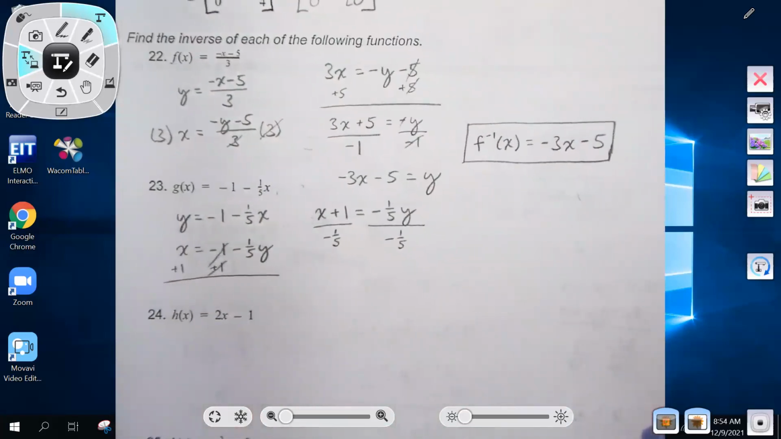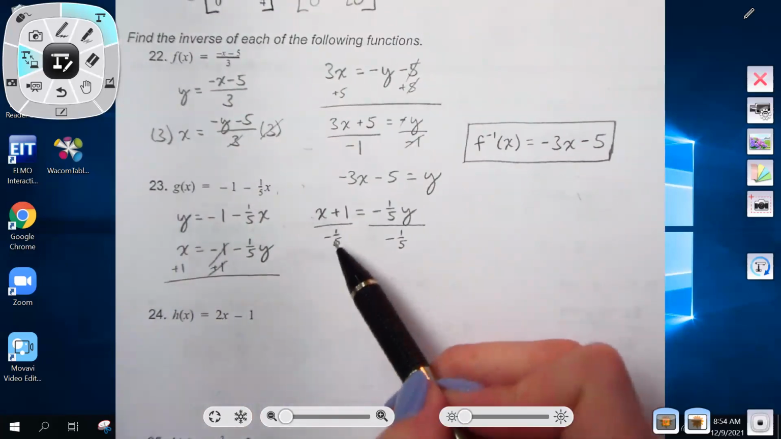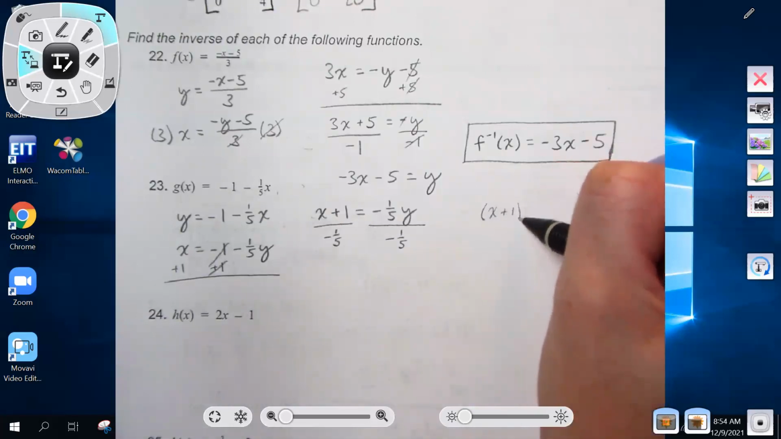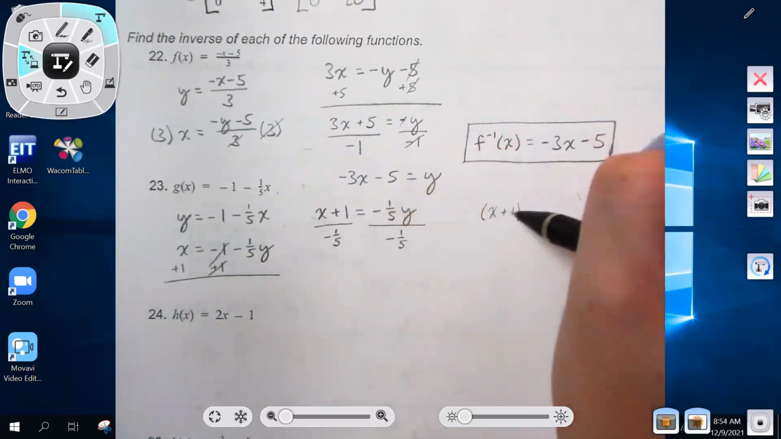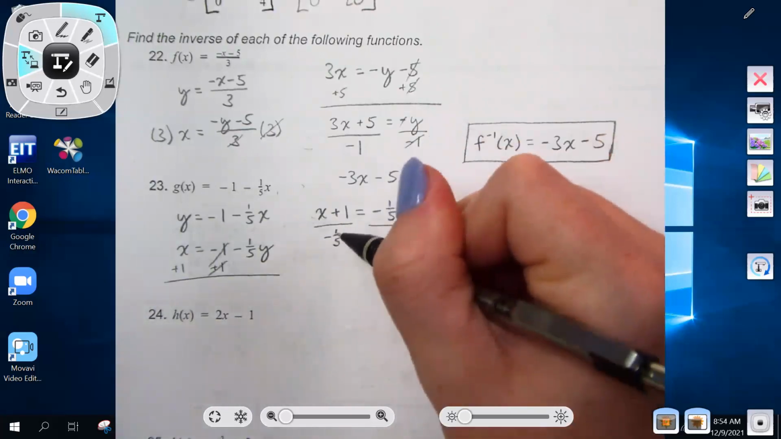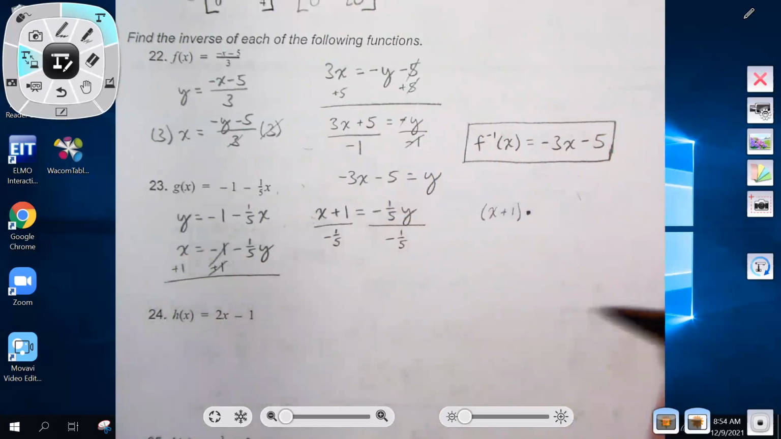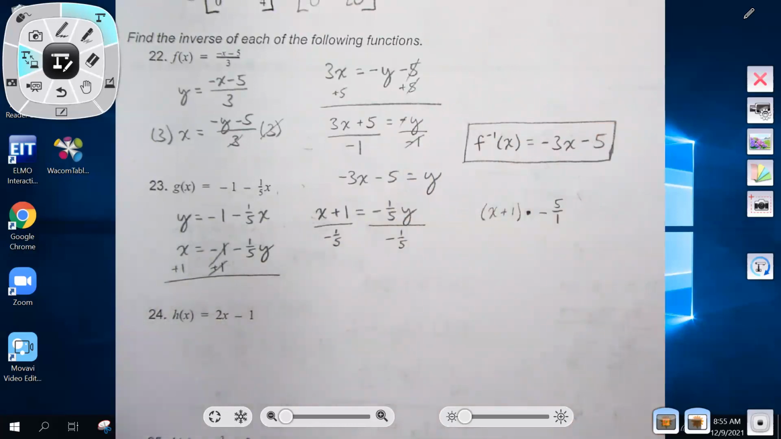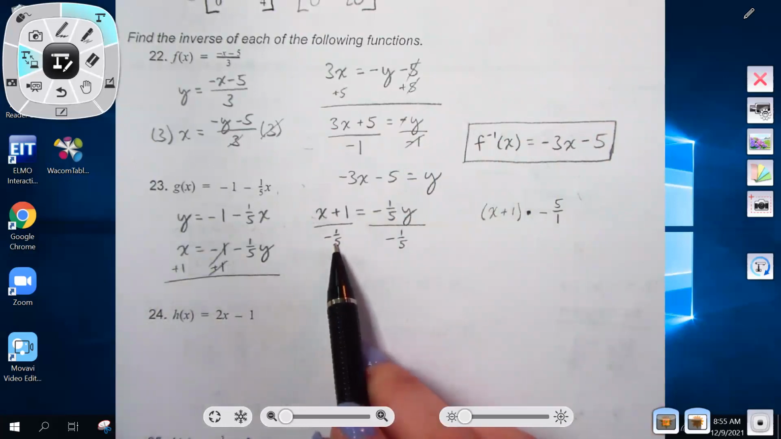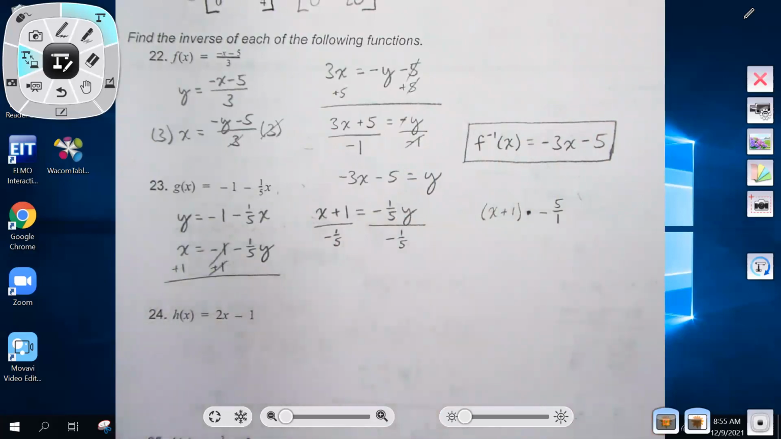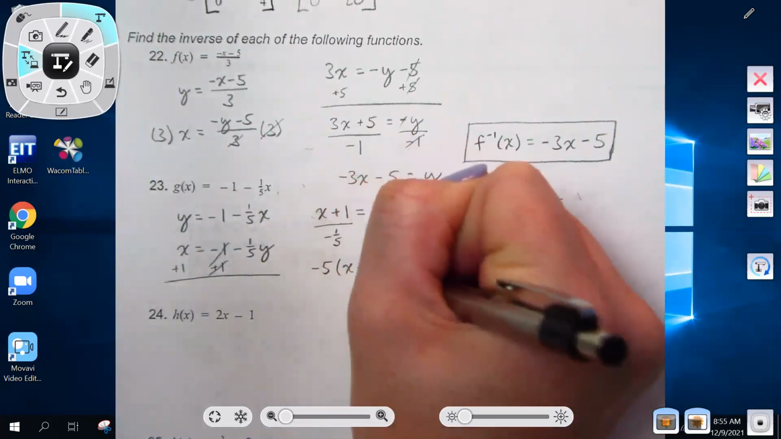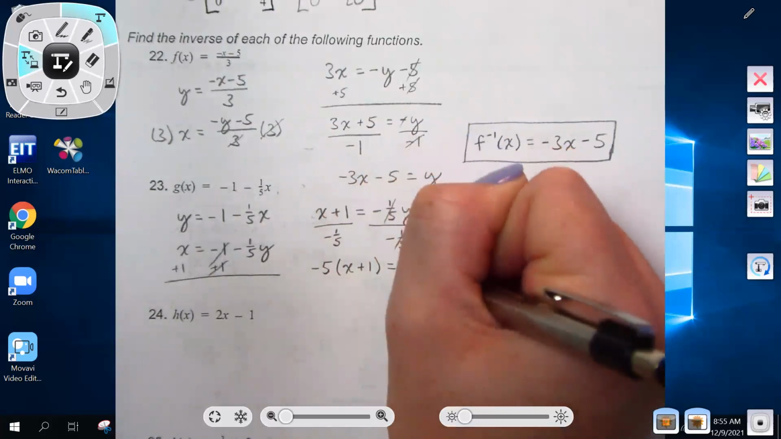Okay, a little bit of scratch work. If you don't remember how to divide by a fraction, you keep the numerator, which is x plus 1. You change division to multiplication, and then you flip the bottom fraction. So instead of negative 1/5, we have negative 5 over 1. The sign stays the same, you're just flipping the fraction. So dividing by negative 1/5 is the same as multiplying by negative 5. So really we have negative 5 times x plus 1 equals y.